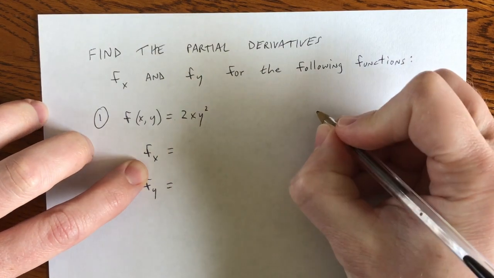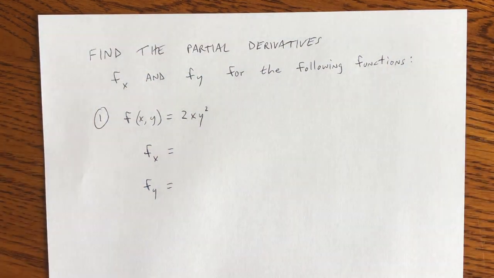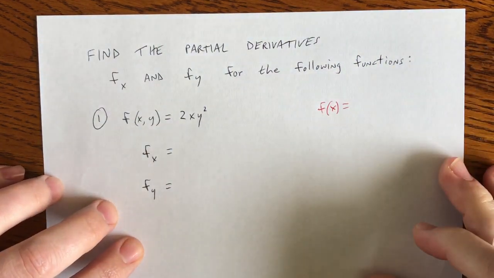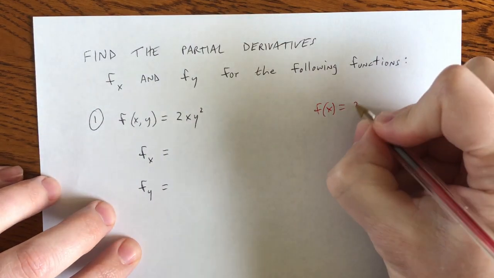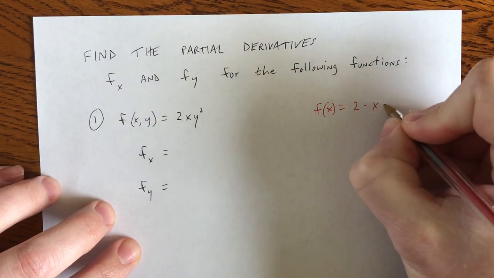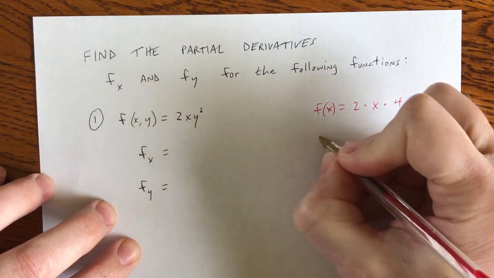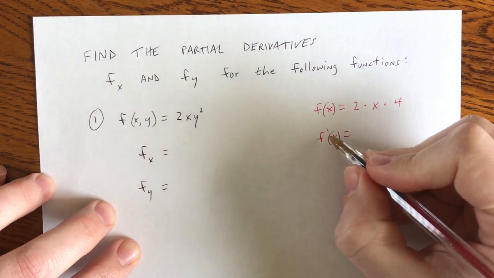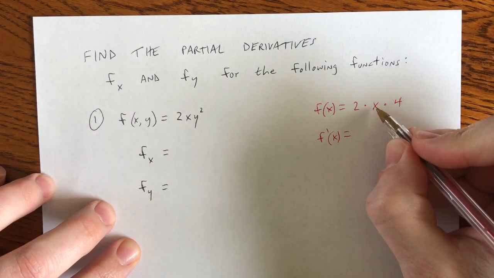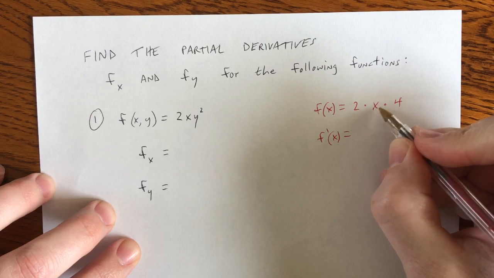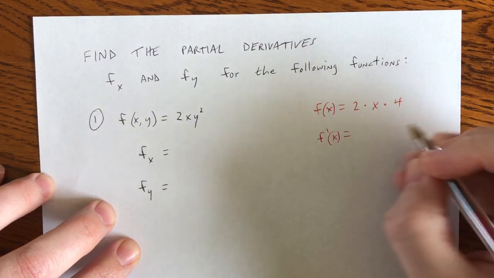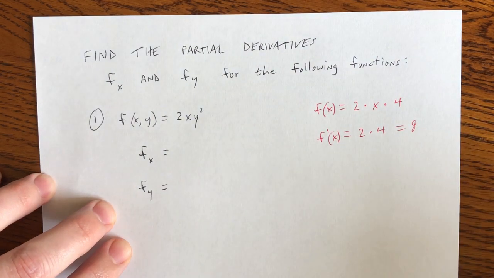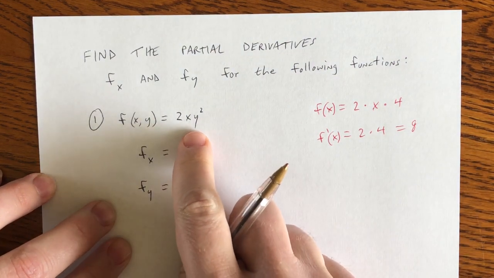So what if you just had this? What if you had, let's say, this function in terms of just x? What if you just go back to when we first learned derivatives and you had 2 times x times 4? Well, what would the derivative of this be? What would f prime of x be? Well, if you're just differentiating this with respect to x, the derivative of x is just 1, and the constant part would stay the same. So you just get 2 times 4, or of course 8, all right? So it's the same idea going back and looking at this problem.